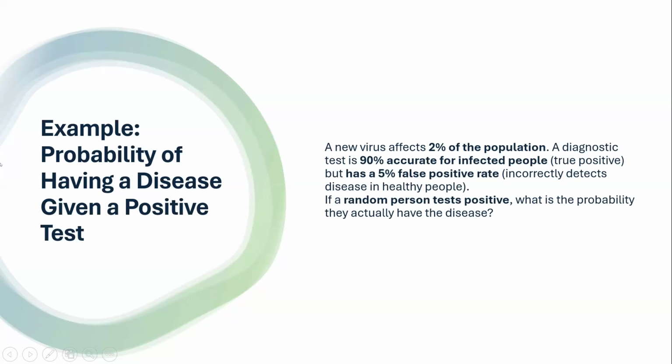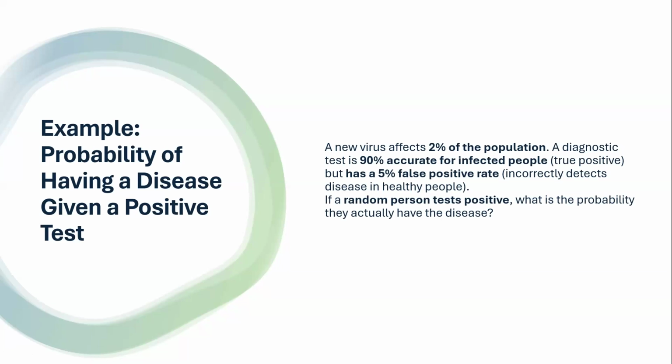So let's take an example here. We'll try to solve some examples as well after this slide. The example is: a new virus affects 2% of the population. A diagnostic test is 90% accurate for infected people. That is a true positive. But it has a 5% false positive rate as well. A false positive rate incorrectly detects disease in healthy people.